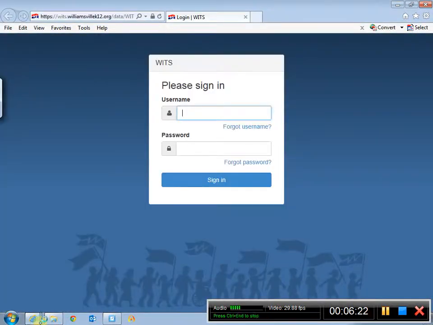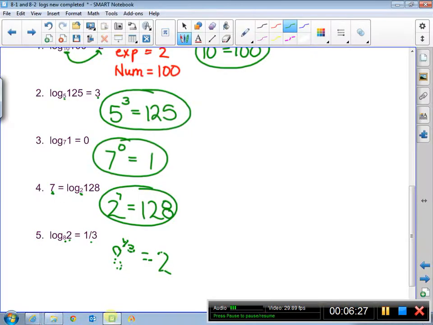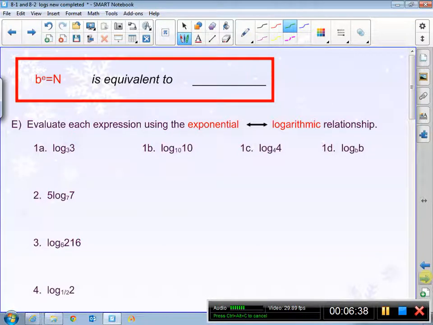Whoops, disappeared. Sorry about that. There we go. Really should get that fixed. All right. Let's go on to the next section.